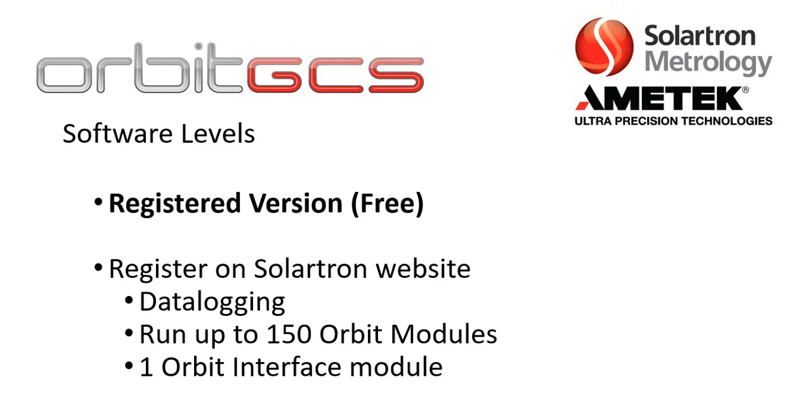In addition, you have a registered version, which is also free. This is something you can register on the Solartron website with your company information. This offers data logging. You can run up to 150 Orbit modules and 1 Orbit interface module.